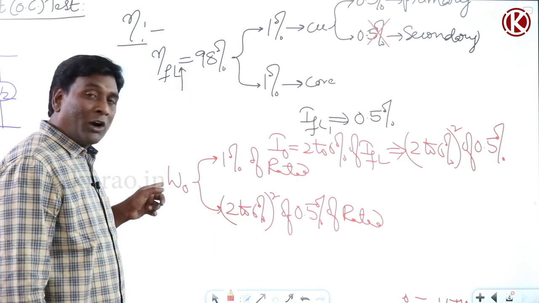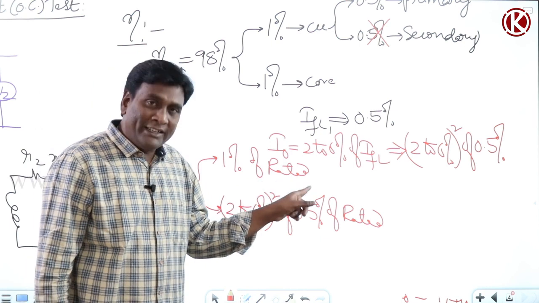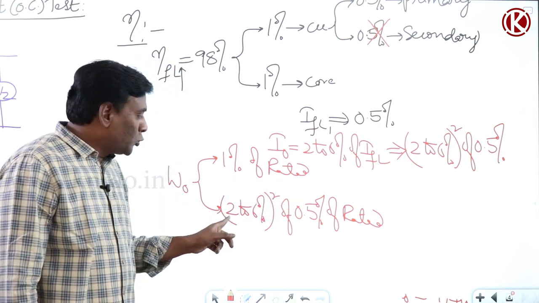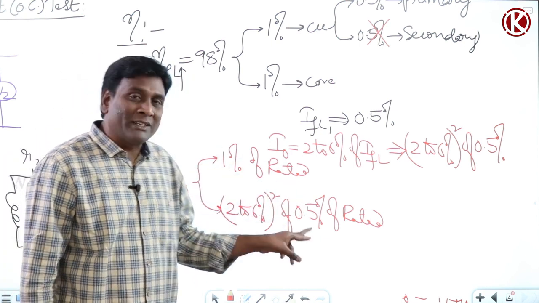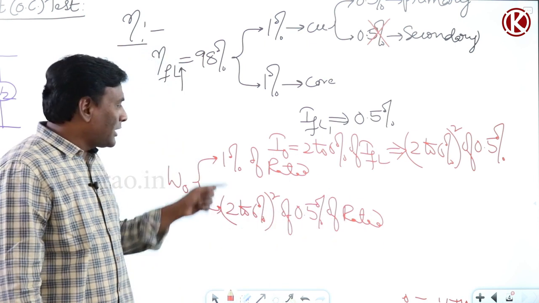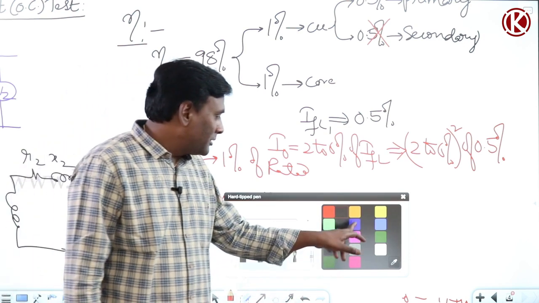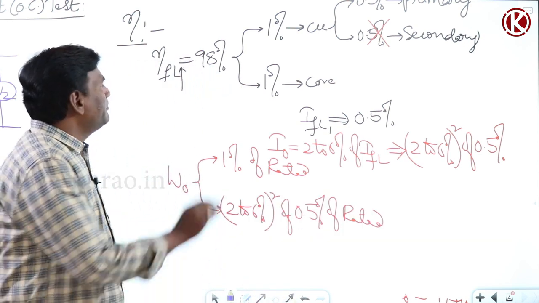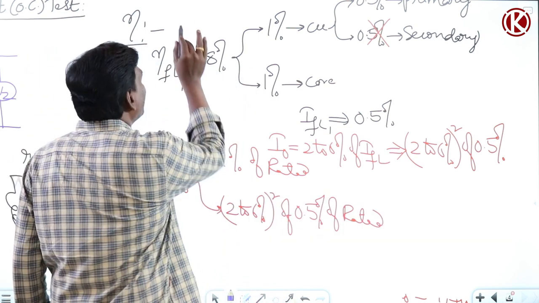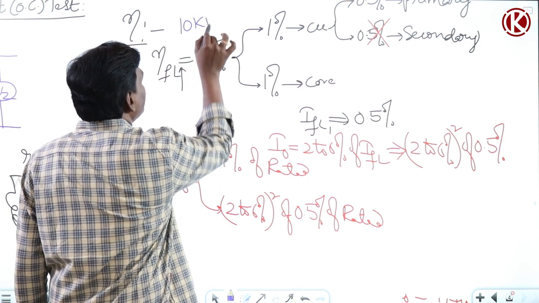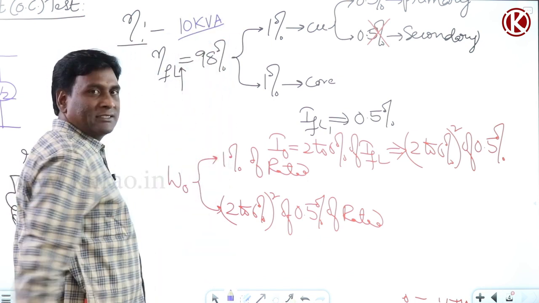So, how much is the wattmeter reading? 1% of rated capacity plus (2 to 6%) square of 0.5% of rated capacity. Compared to this, definitely this can be neglected. For example, let me take my transformer rated capacity as 10 kVA.